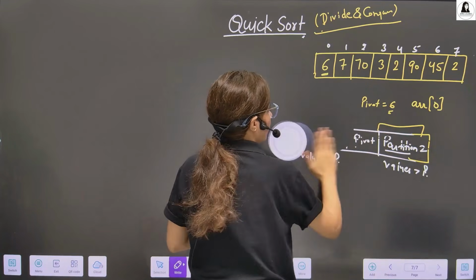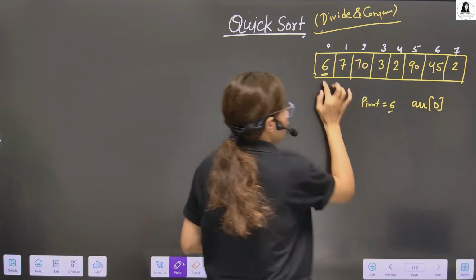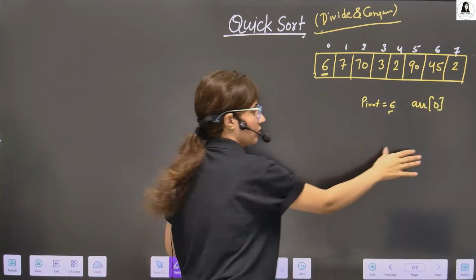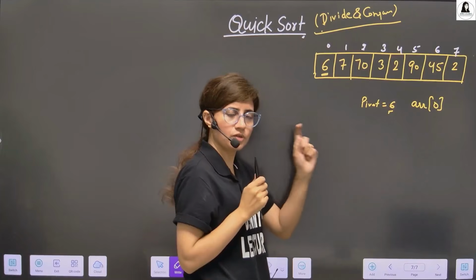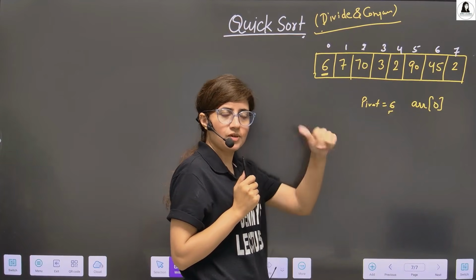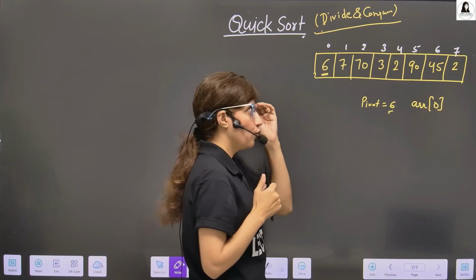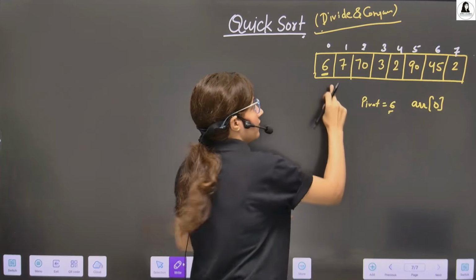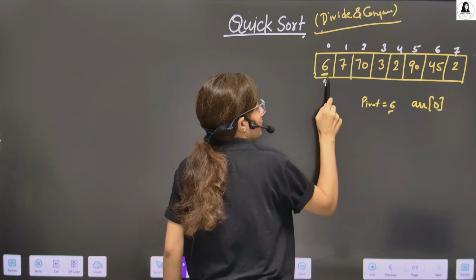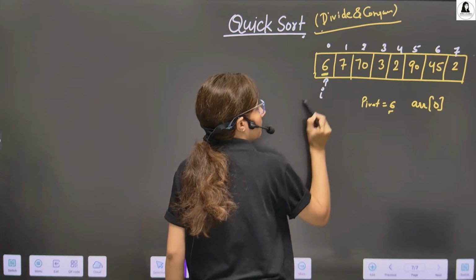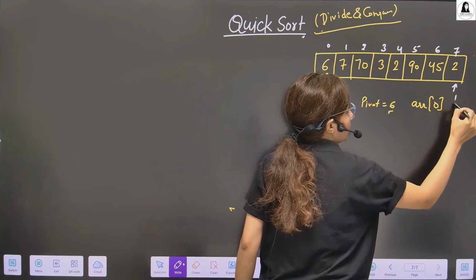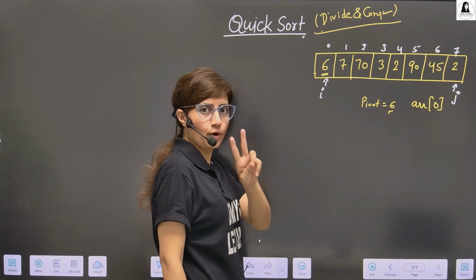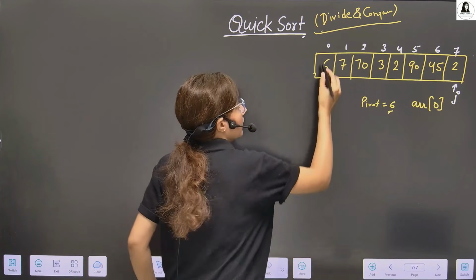Here we have to find the smaller values on this side and the greater values on this side. It doesn't matter whether the smaller values or the greater values are sorted or not, we just have to find the correct position for the smaller as well as the greater values. So a better approach is to take two pointers. One pointer will start from here, let's call it i. The other pointer will start from here, j. So we are using a two pointer approach to solve this question.